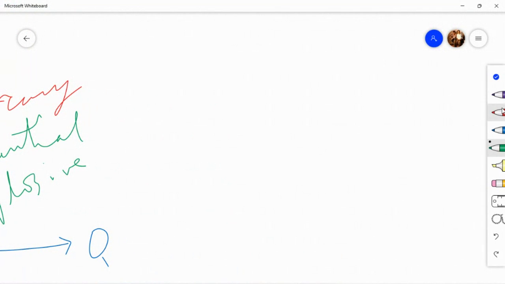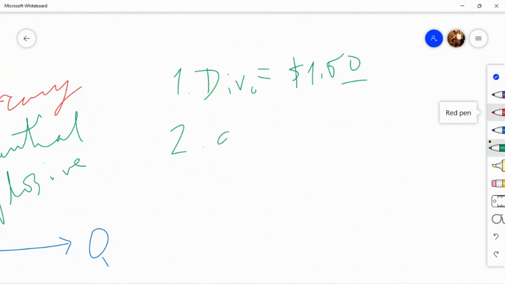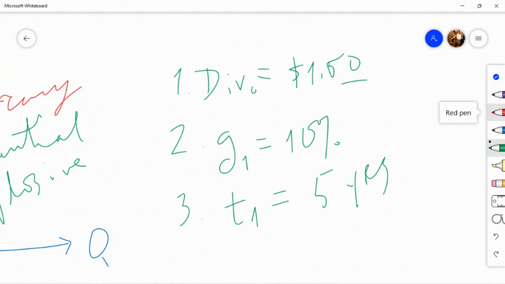Think about it. We can say, one, dividend at time 0, most recent. That means that's the time 0, right? $1.50. Two, growth rate 1 for the next 5 years, right? 10%. Then, like bullet points, first a fast growth period T1, 5 years.